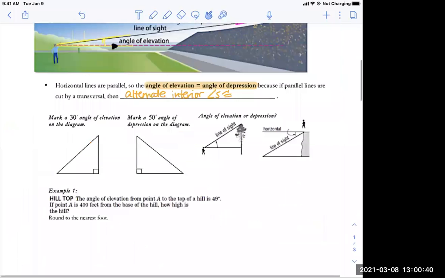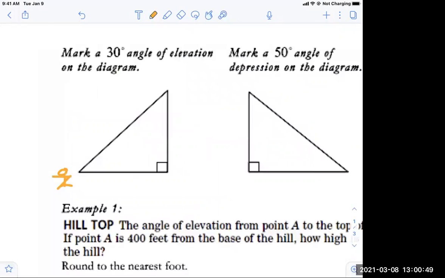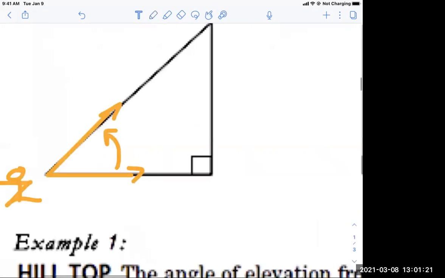Okay, so in this picture, mark a 30-degree angle of elevation on the diagram. So if you were down here and looking horizontally, and then you raised your eyes up, it might be someone on the ground looking up at their cat in a tree. It might be a firefighter on the ground looking up at someone in a burning building. It might be someone on the ground looking up at a person who's on the top of a building. Okay, angle of elevation is going to be from the horizontal going up. So this would be your 30-degree angle of elevation.